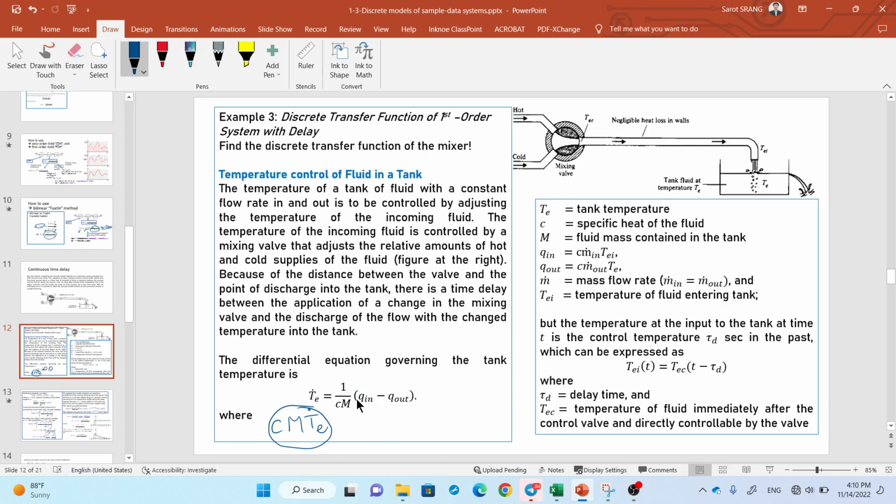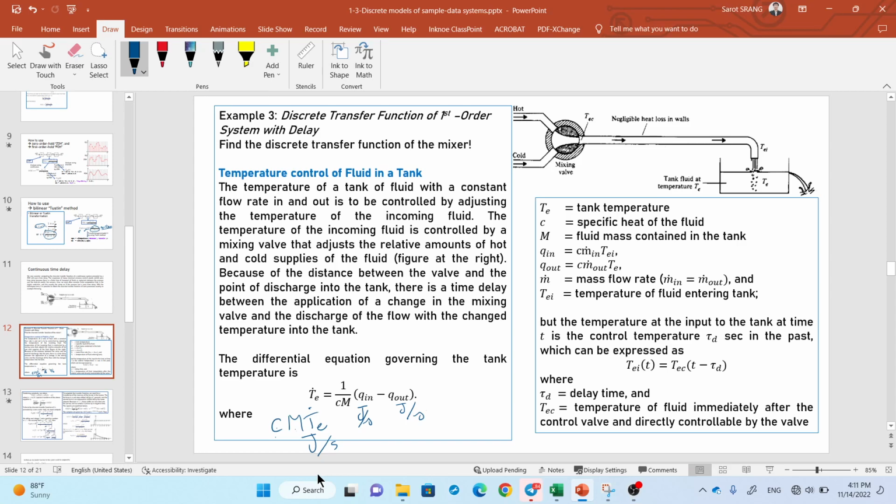Okay, so here you look at the unit. It's joule per second. This one is also joule per second. And C times m times different temperature, that would be C times m times delta T, then it's joule. And then you take the time derivative, so it's the rate per unit time. So you use T dot like this. Then it's also joule per second. Okay.